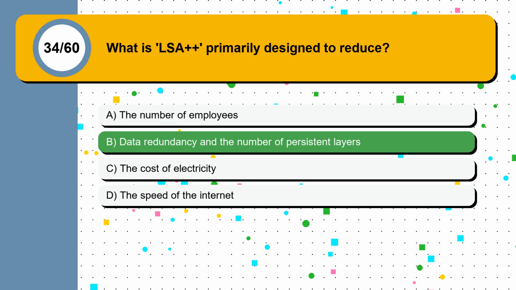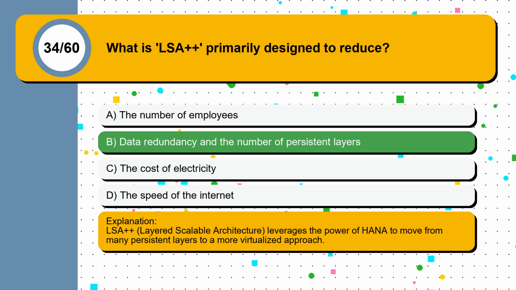The correct answer is option B, data redundancy and the number of persistent layers. LSA++, layered scalable architecture, leverages the power of HANA to move from many persistent layers to a more virtualized approach.